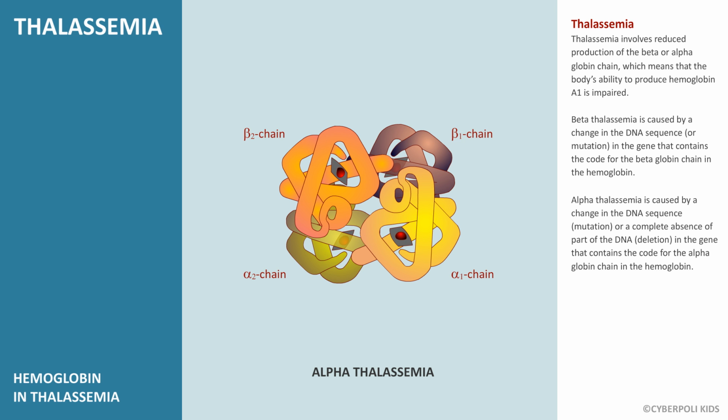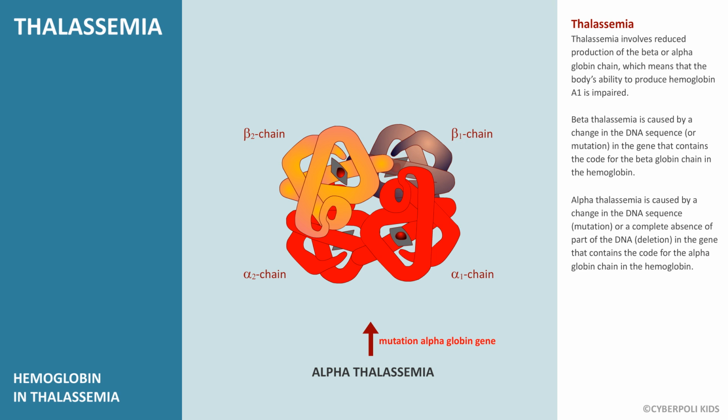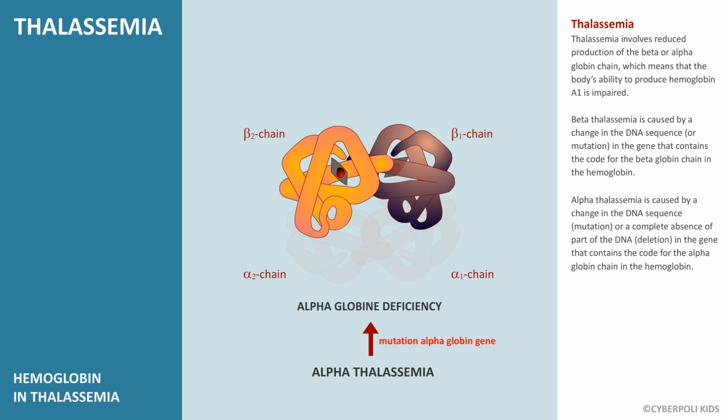Alpha thalassemia is caused by a change in the DNA sequence, mutation, or a complete absence of part of the DNA, deletion, in the gene that contains the code for the alpha globin chain in the hemoglobin.